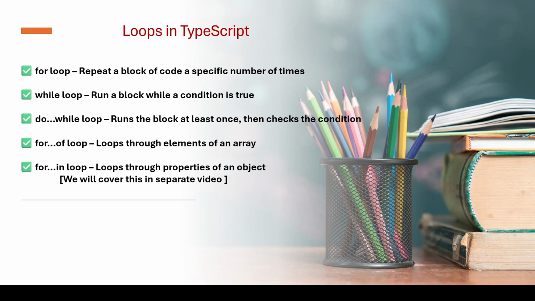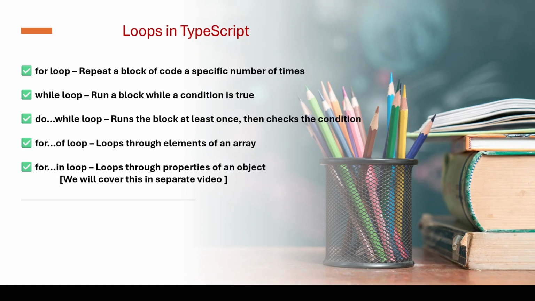In any programming language, we have different kinds of loops. TypeScript supports most of those. On the screen, you are seeing the loops that are supported by TypeScript. First one is for loop. It is used to repeat a block of code a specific number of times. So whenever you know how many times the block of code is to be executed, then you can go for using for loop. While loop runs a block while a condition is true. Go for while loop when you don't know the exact number of times the loop is to be executed.